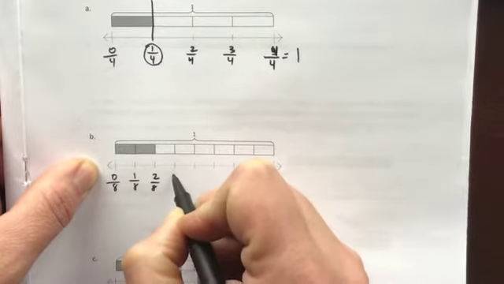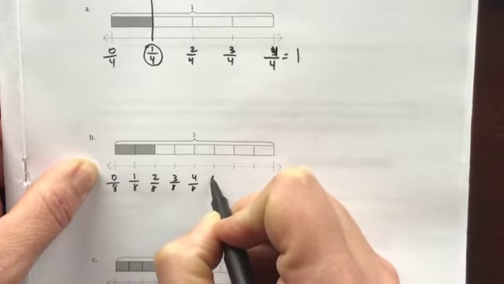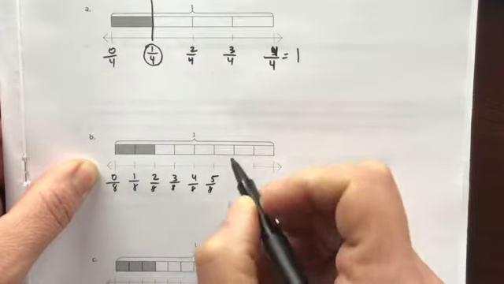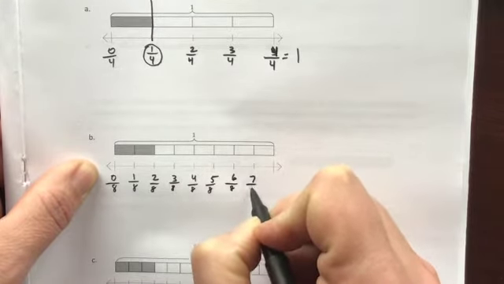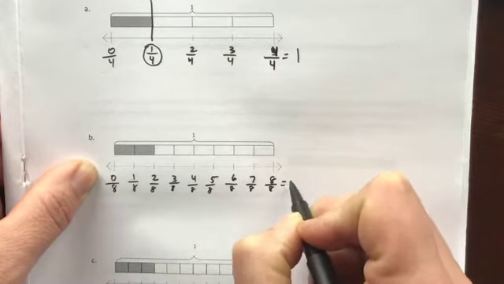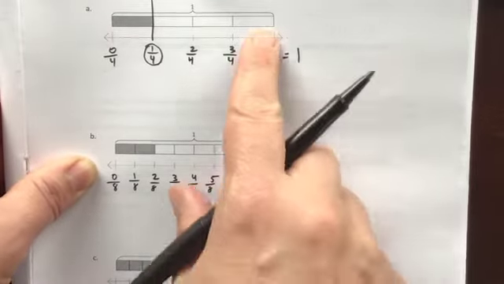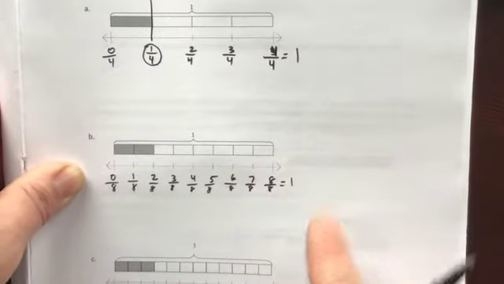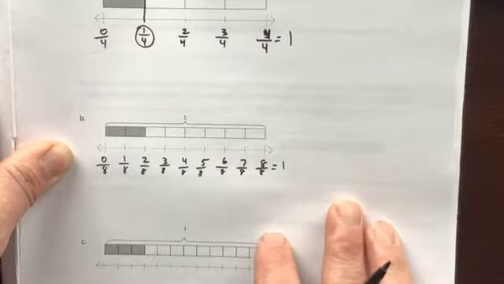2/8, 3/8, 4/8, 5/8, 6/8, 7/8, and then finally here I am at 8/8, which again also equals 1. 8 over 8 equals 1, just like 4 over 4 equals 1. And we'll get down here in a minute, and that's 12. 12 over 12 also equals 1.